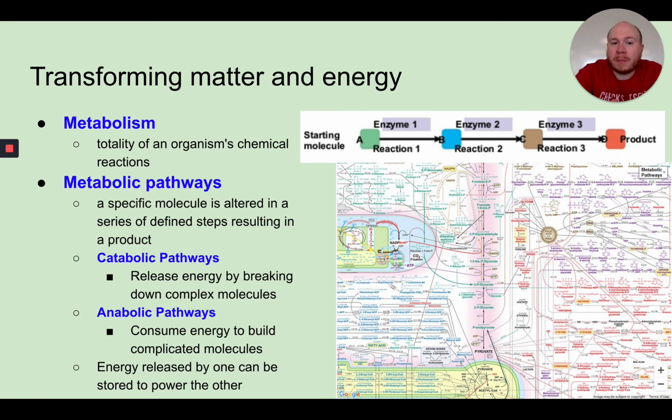And energy released by one can be stored to power the other. So when we talk about photosynthesis and respiration, photosynthesis is an anabolic pathway. It creates something. Whereas a catabolic pathway would be like respiration, where we take sugars and we break them down into energy, ATP, and then some waste products.